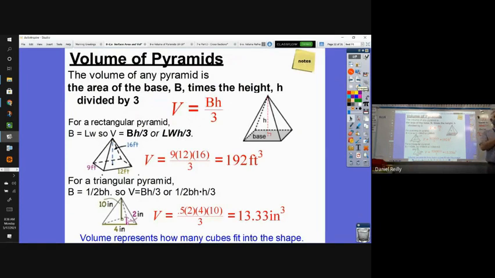The trick for the volume of a pyramid is very simple. It's the same as the volume of a prism, except you divide it by 3. Why? What an excellent question.